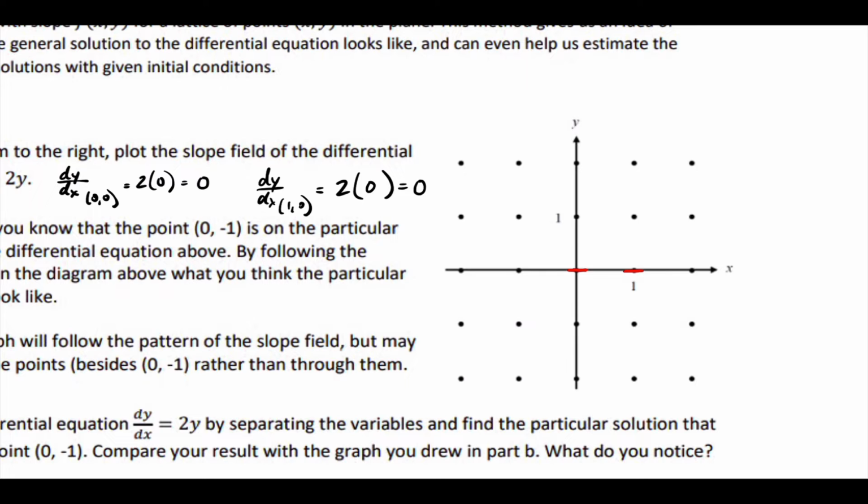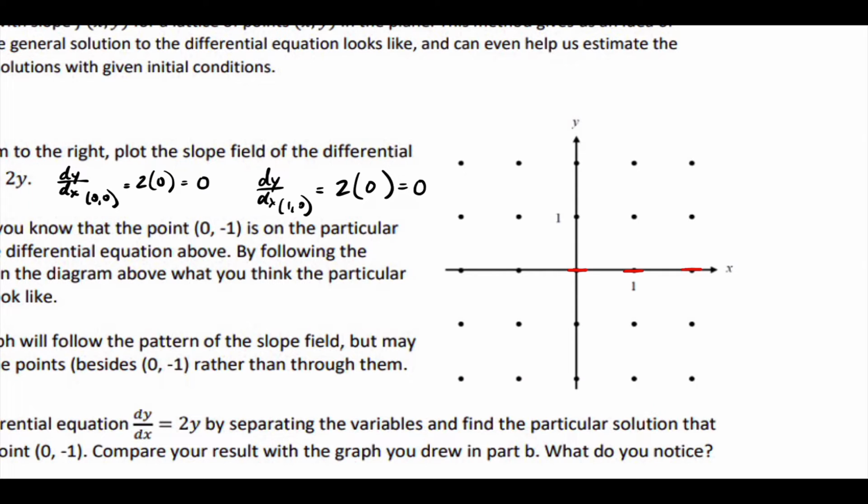Yeah, there's only y in it, right? So when is my slope going to be 0, like it was for 0, 0, and 1, 0? When y is 0. So everywhere that y is 0, it's going to have the same slope, right? Okay, where is y 0?